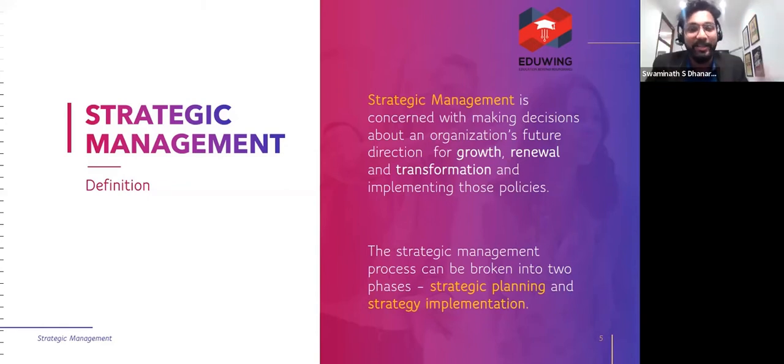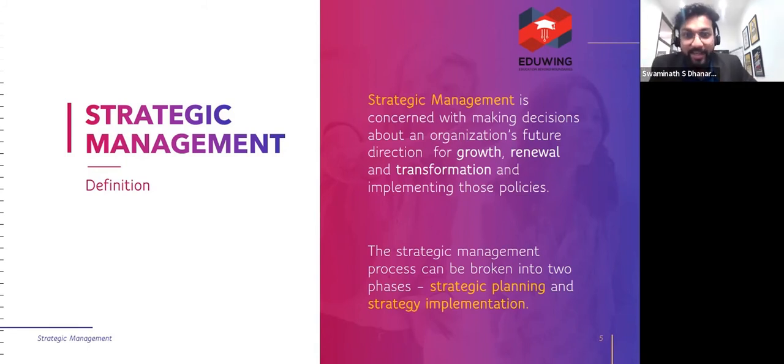First they'll make a policy, then they'll decide: the management or the board or the directors or the CEO or the MD, whoever it may be, they'll decide, then they'll implement it. I'll explain this particular slide in detail in the coming slide. Then you'll understand. We'll get back to the topic once again. So this is the definition of strategic management. Just learn it by heart, that's it. I'll explain it in the coming slide.